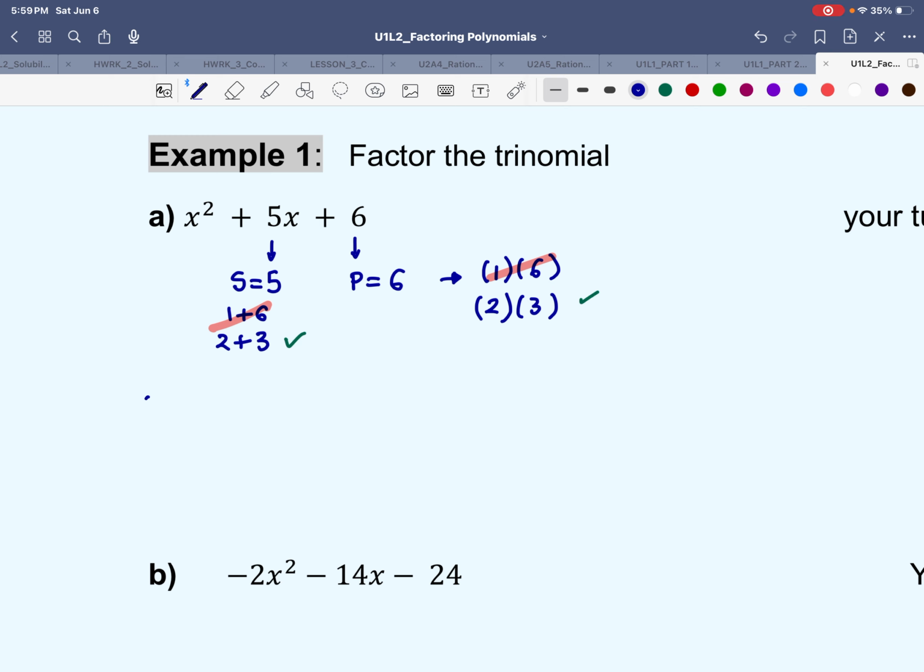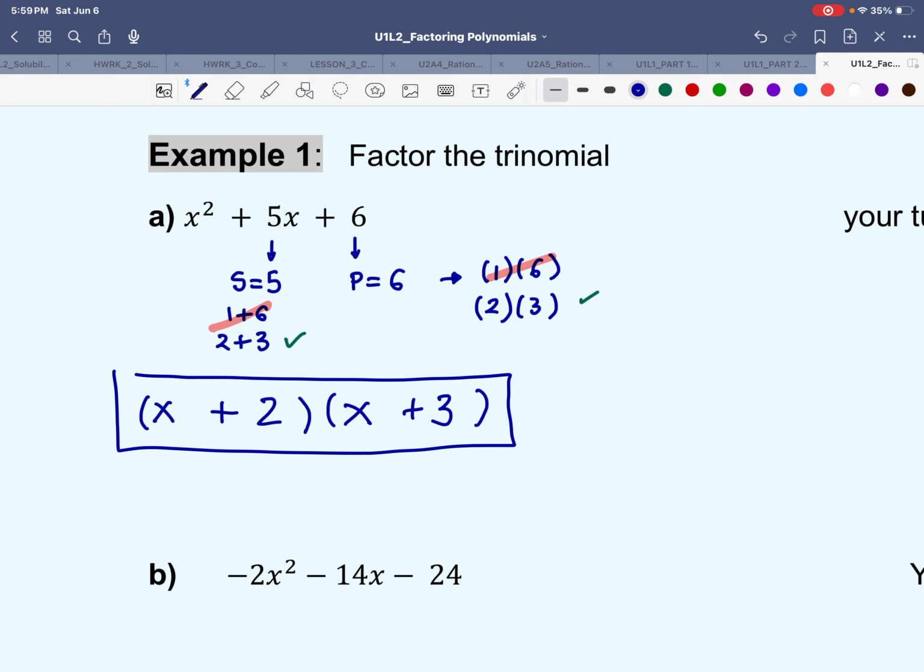And when we factor, it's very simple. We set up 2 sets of brackets, 2 pairs of brackets. They both start with an x because that's what produces the x squared. And then we write the 2 newfound numbers. So x plus 2 and x plus 3. And with this, we're done factoring this expression.